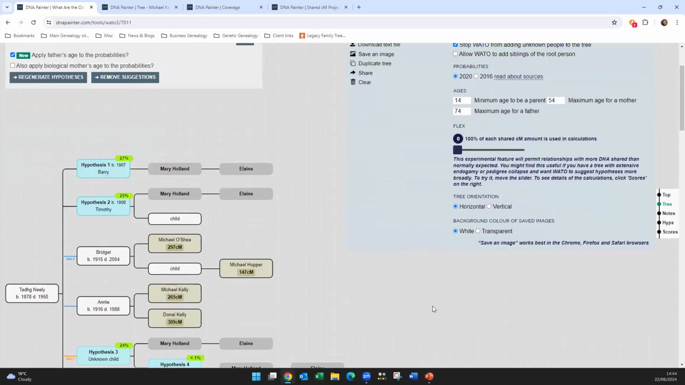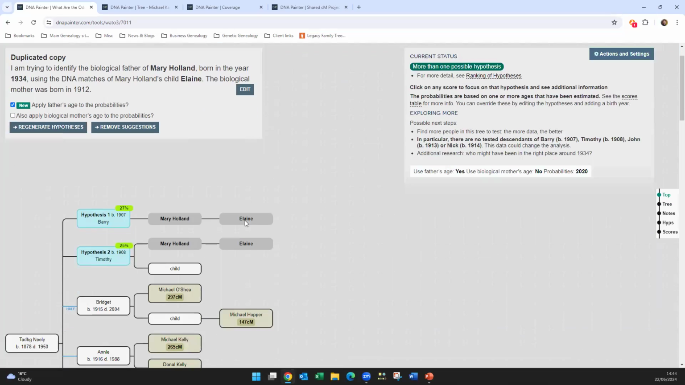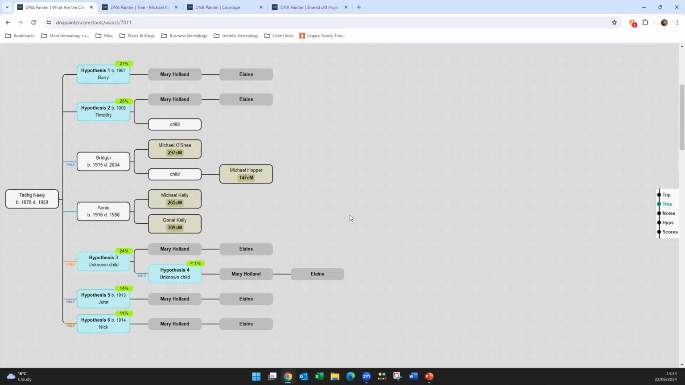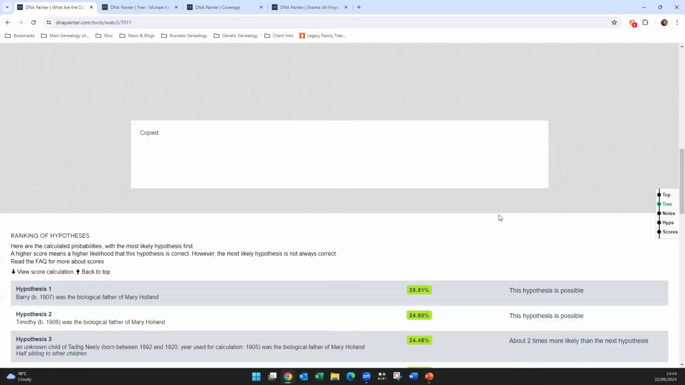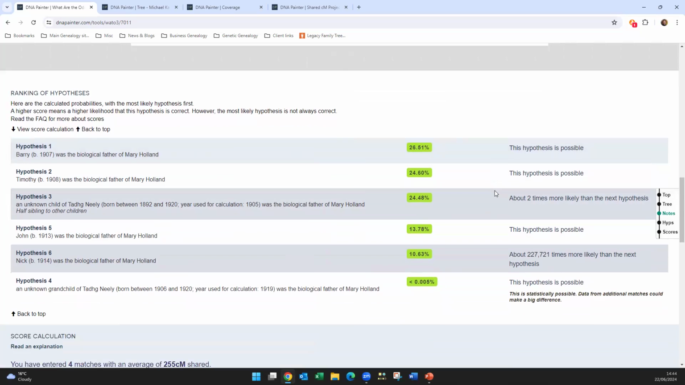And you can change it, but there's more here than is in these options. So if we just go down further, we've got our visual display, which is the one that people are going to be focused on. But it also takes you down here and it gives you more data on why these things are possible. And you see here, hypothesis 3, that an unknown child of Tighe Neely born between these years was the biological father of Mary Holland, and that's about 2 more times likely than the next hypothesis, and so on.